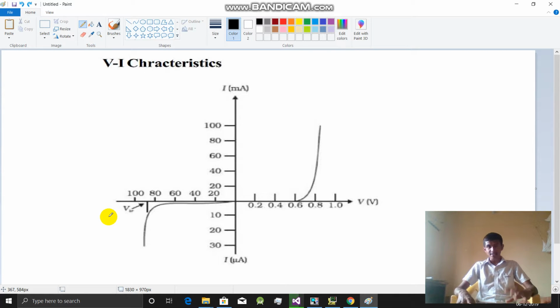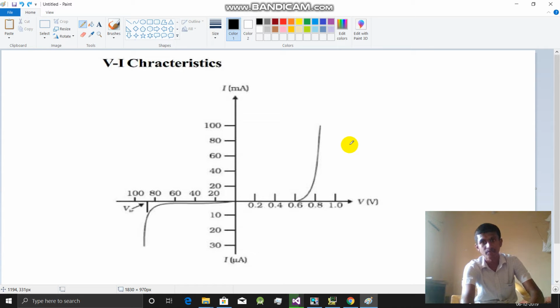The main thing in the practical is that we need to measure four types of resistances. That means the static forward resistance, dynamic forward resistance, static reverse resistance, and dynamic reverse resistance. So how to measure these things? Static means something like a constant, dynamic means varying. If you want to measure the static forward resistance, after getting the readings, we need to plot the graph on a graph sheet.